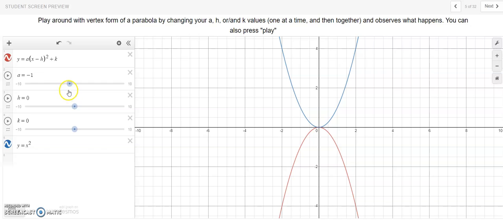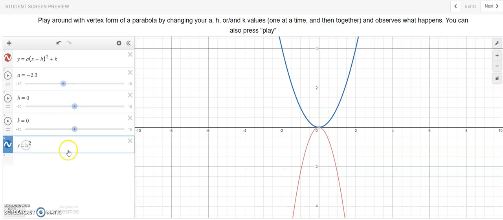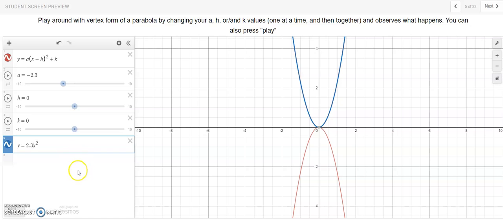Now I'm going to continue to move it. So now this negative, say 2.3, notice it's still stretching because I went beyond the 1. So negative 2.3, you know what I'm going to do? I'm going to put here 2.3. And then you can compare. So you can see, it stretched. The 2.3 made it stretch. The negative made it reflect.